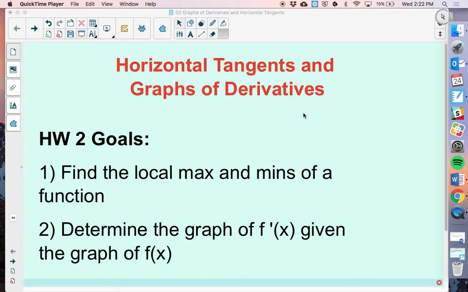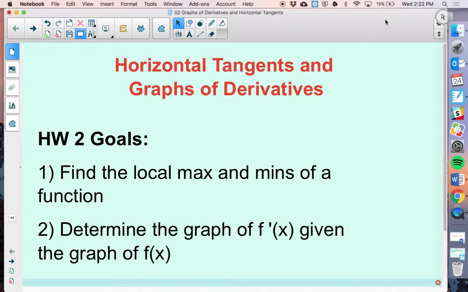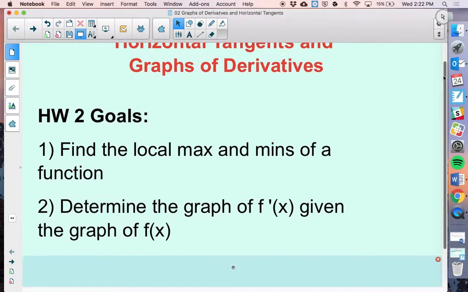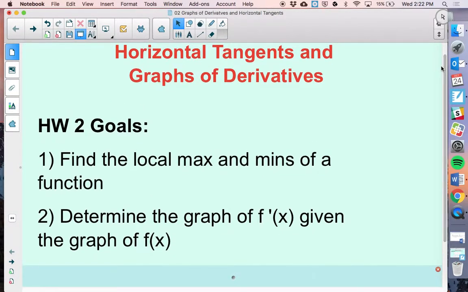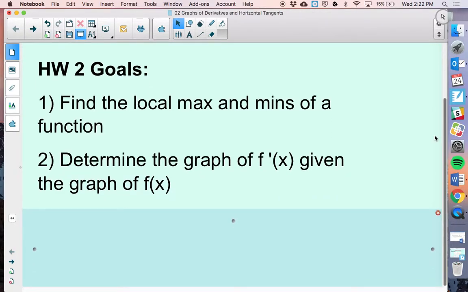So last class we started these notes, but I thought I would make a video of them just to make sure everybody understands what's going on. So we're talking about horizontal tangents and graphs of the derivative. You have two goals. One is to find the local max and min of a function, and remember that the local max and min are just the points at the top of a hill or the bottom of a valley. So we're trying to find those points.